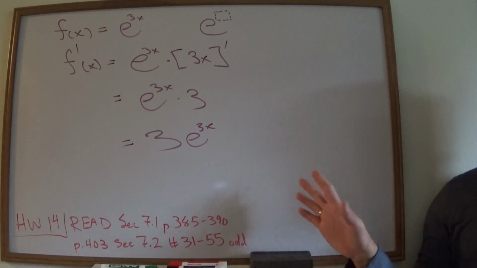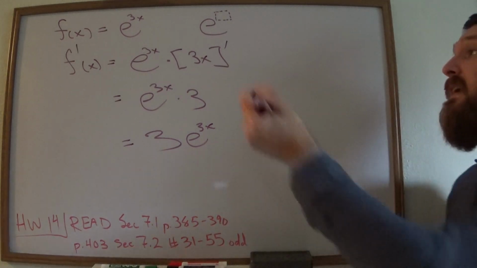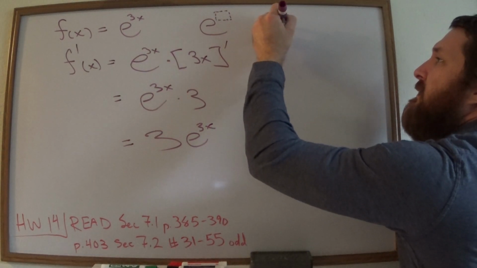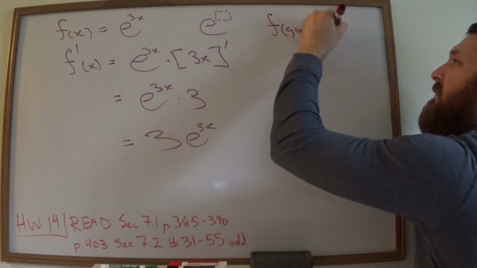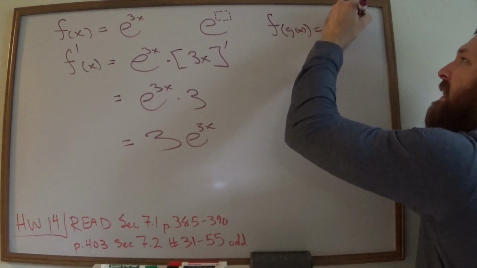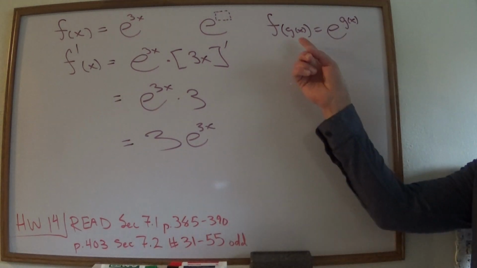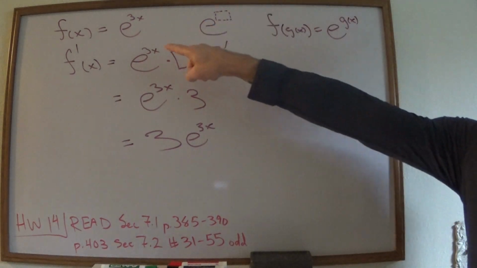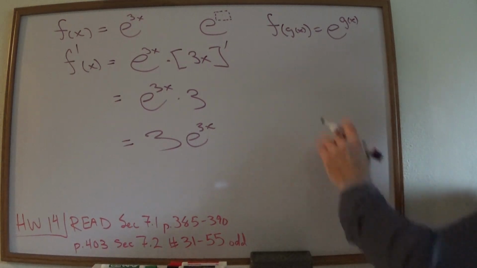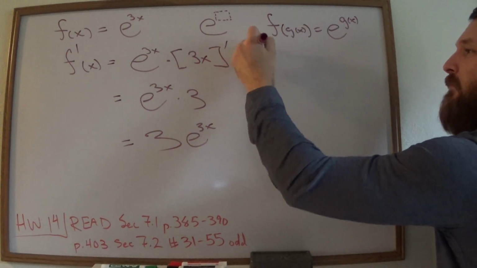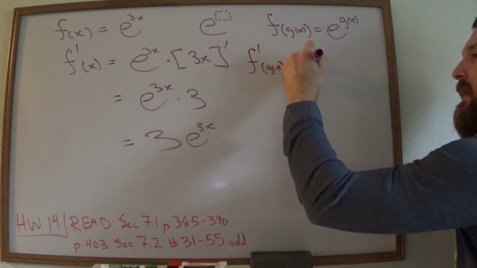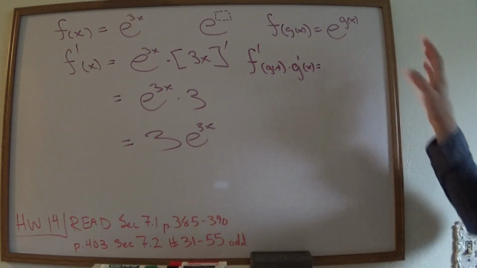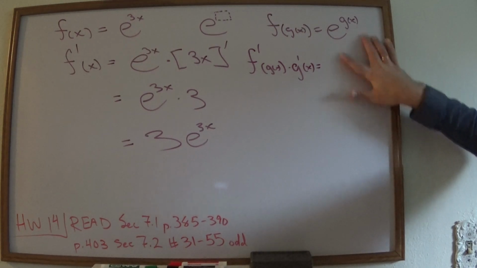Right? That's just chain rule, right? Because you could even think about that as f of g of x, where we have e to the g of x, where that g of x was my 3x. And you'd say the derivative of this would be f prime of g of x times g prime of x. So in other words, the derivative of this is just that.